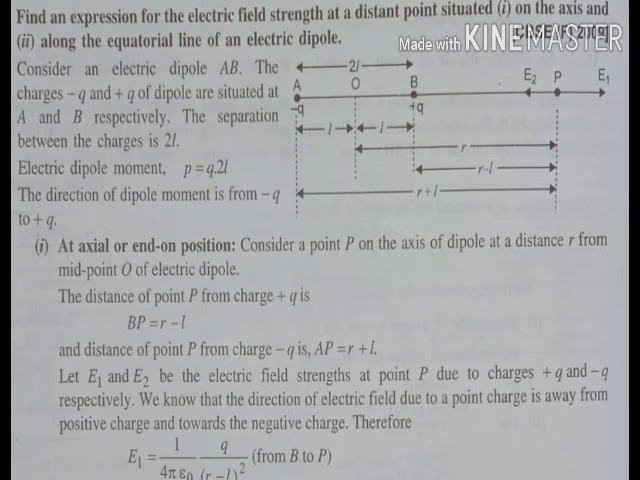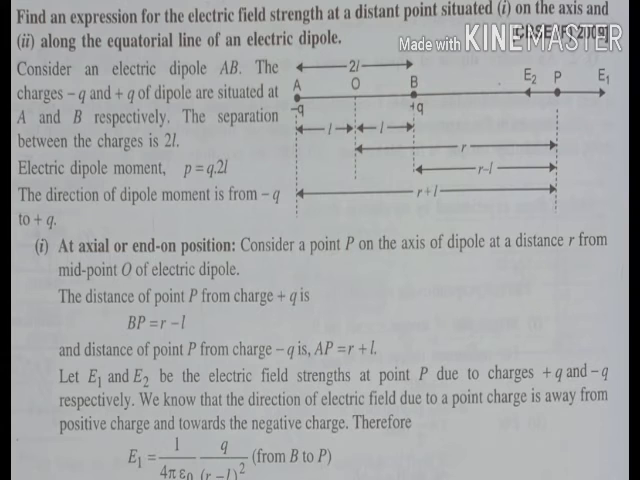At the axial or end-on position, consider a point P on the axis of the dipole at a distance r from the midpoint O of the electric dipole. The distance of point P from charge +Q is BP equal to r minus L, and the distance of point P from charge -Q is AP equal to r plus L. Let E1 and E2 be the electric field strength at point P due to charge +Q and -Q respectively.